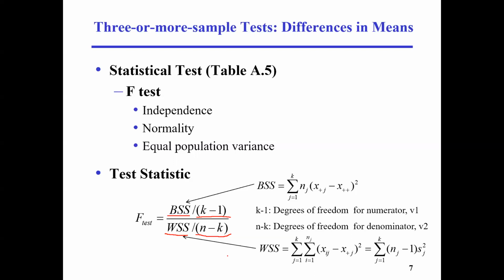The calculation for BSS and WSS, I have introduced in the last slide. I've also shown them here, right? So the formula for BSS and the formula for WSS, okay? As long as you have them, and you calculate K minus 1 and N minus K, then you have an F-test value, okay?